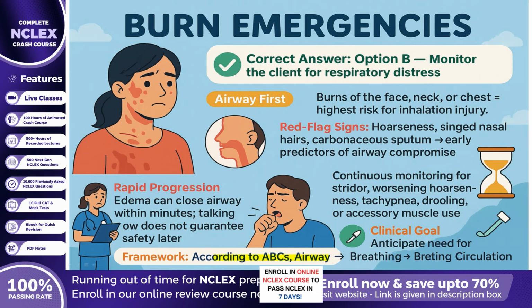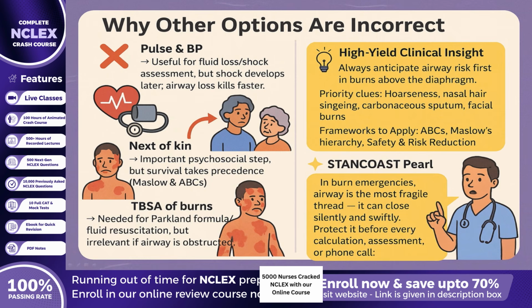On the other hand, let us look at why the other options are incorrect. Option A, obtaining the client's pulse and blood pressure, is important for identifying fluid loss or shock, but hypovolemic shock typically occurs later, while airway compromise can be fatal much sooner. Option C, identifying the client's next of kin, may be important for legal and emotional reasons, but psychosocial needs come after immediate survival in both the ABC framework and Maslow's hierarchy.